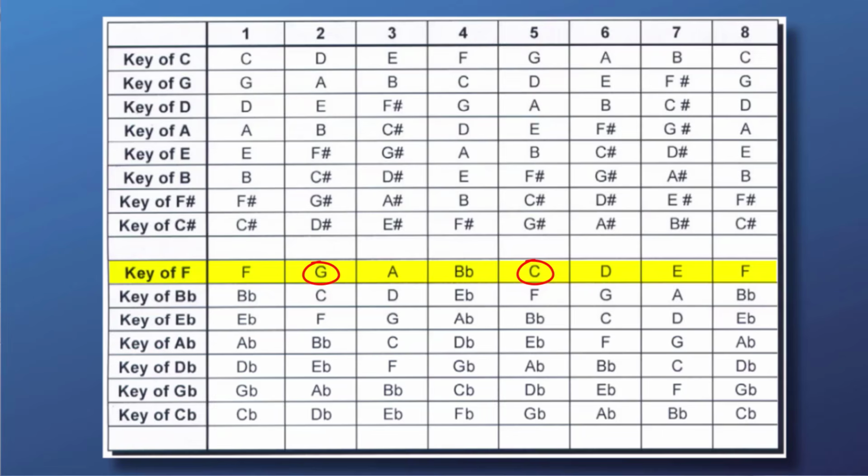The Dorian mode there would be G Dorian. I could also use the key of E flat. The Dorian mode there would be F Dorian. And I could also use the key of A flat. The Dorian mode in that key would be B flat Dorian.